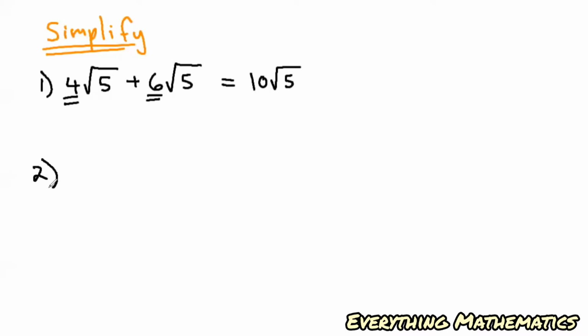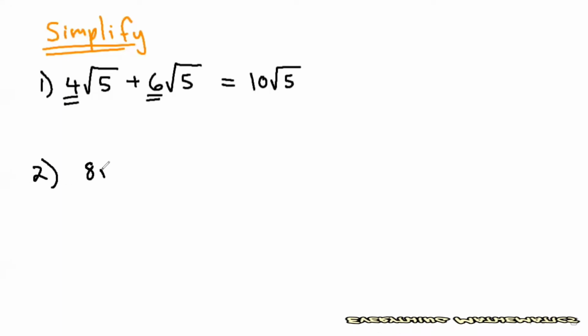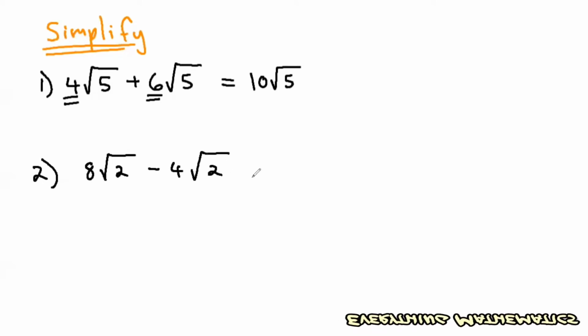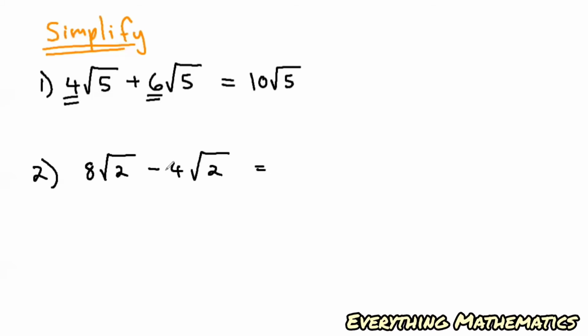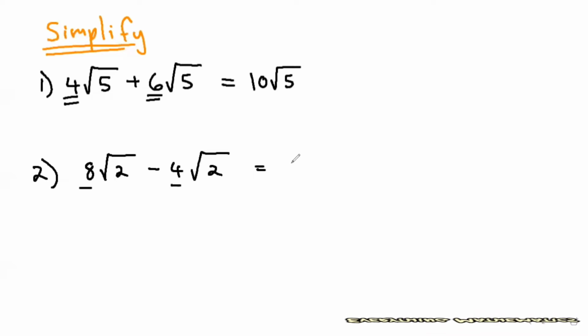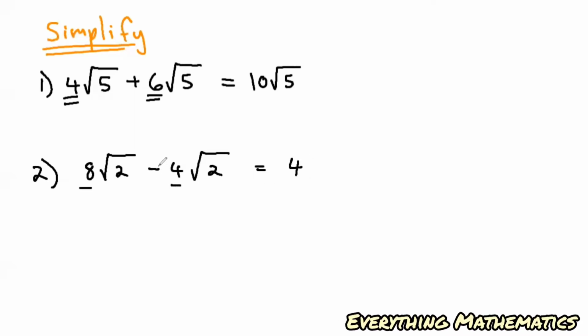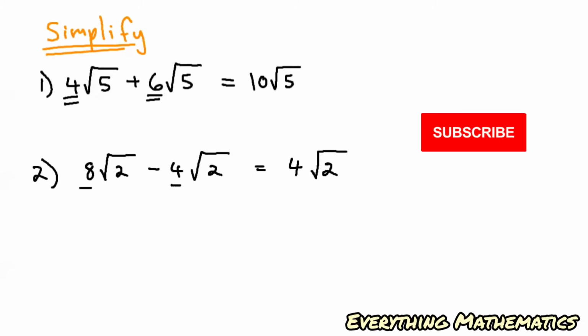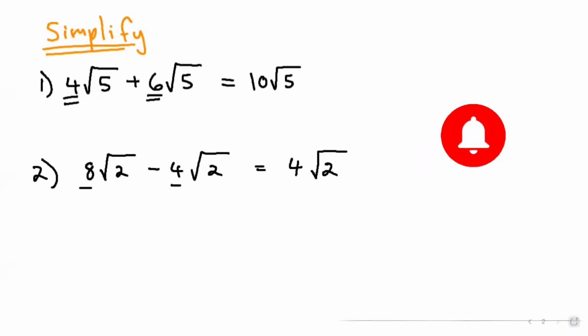So example number 2. Supposing we have something like 8 root 2 minus 4 root 2. And again, here we notice that there's a common root here, root 2. There's a common root here, root 2. So what the rule says, you operate the coefficients and you leave the root as it is. In this case, notice that there's a subtraction sign here. So we have to take away the 4 from the 8, and that will simply leave us with 4. Because 8 minus 4 is 4, and the answer will be 4 root 2. That's it. Easy does it, right?